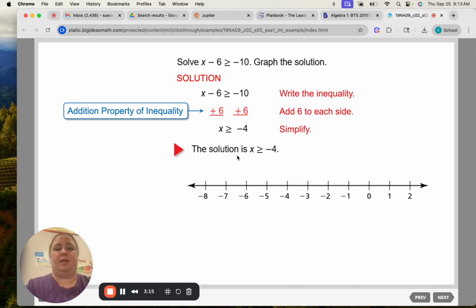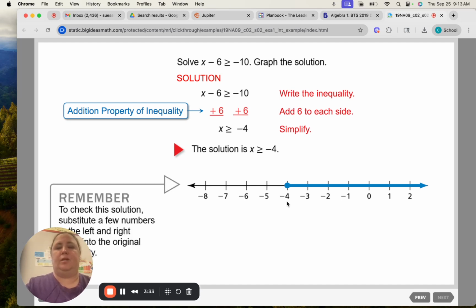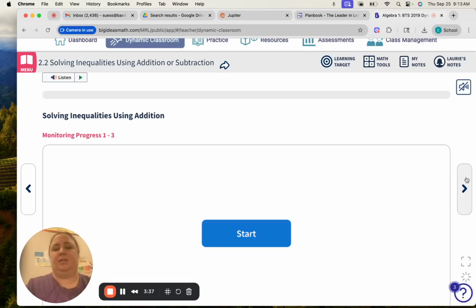And then we draw a number line. Again, I don't require all the numbers. Just put a 0 and a negative 4 for all I care. Is it an open or closed circle? Closed. And which way am I shading? To the right, because x is greater. Yep. Any questions? No, man. Excellent. All right.